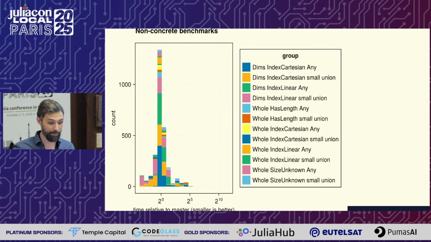When we start talking about non-concrete cases or type unstable cases with Anys and small unions, it's a little bit more muddled and the variance is a little wider. But again, we're mostly at parity with master. There's just some long tails that would be nice to hammer out.